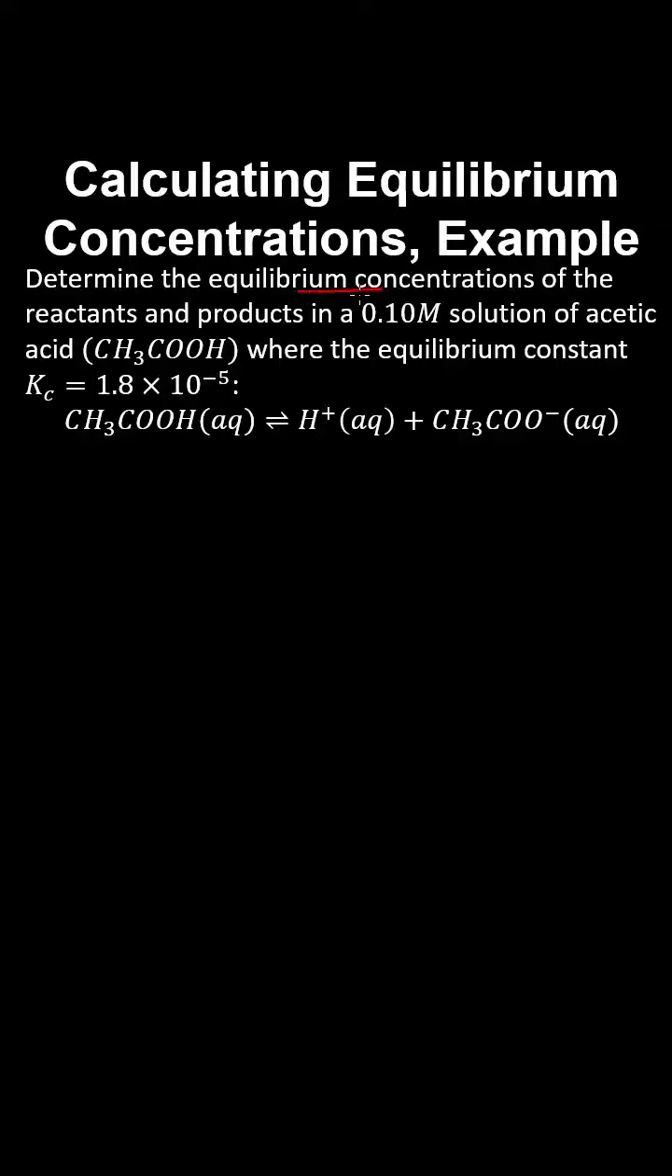Determine the equilibrium concentrations of the reactants and products in a 0.1 molar solution of acetic acid, where the equilibrium constant is given. So here we set up an ICE table, where the initial concentration of the reactant is given, and before the reaction initiates, the concentration of the products is 0.